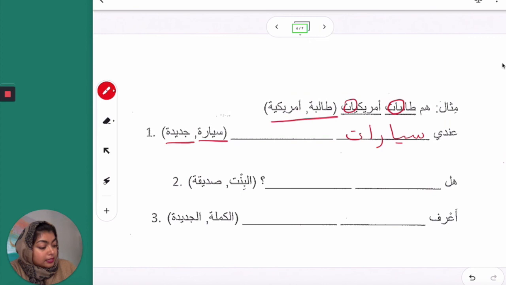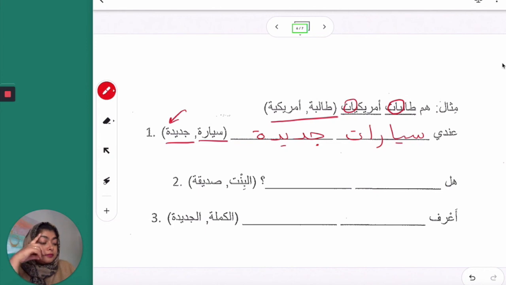Okay. سيارات. Then you look at that and you say, is it human or is it non-human? Good. It's non-human. So if it's non-human, the adjective, الصفة, has to be مؤنث. It has to be feminine. It already is because it has تاء مربوطة, so we leave it the same. سيارات جديدة.